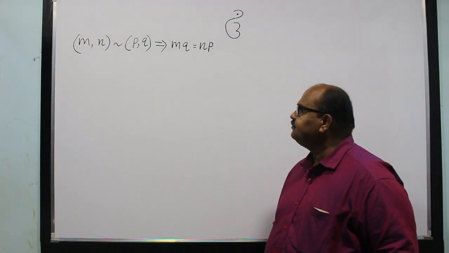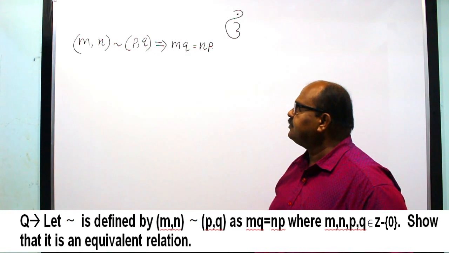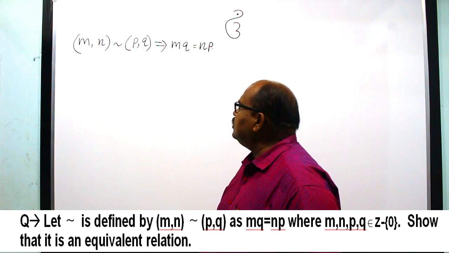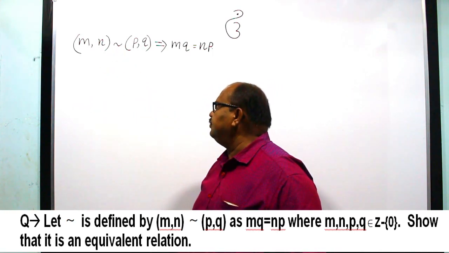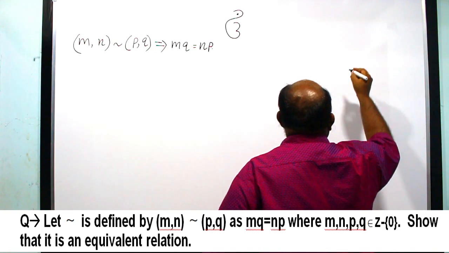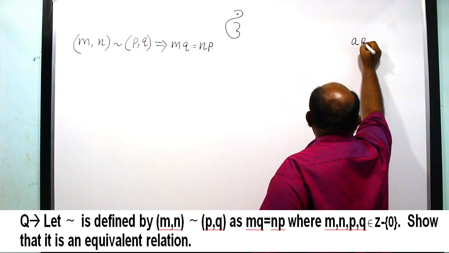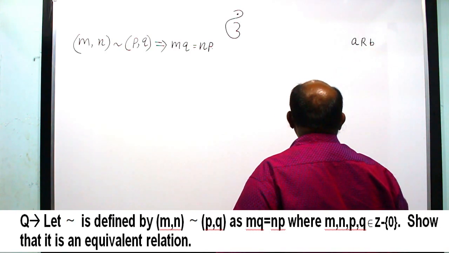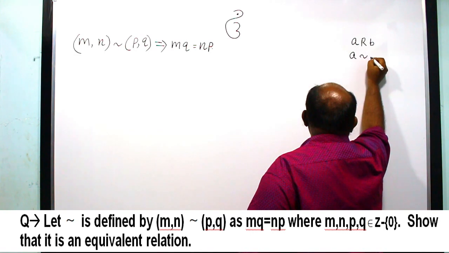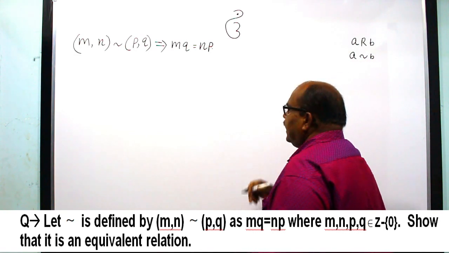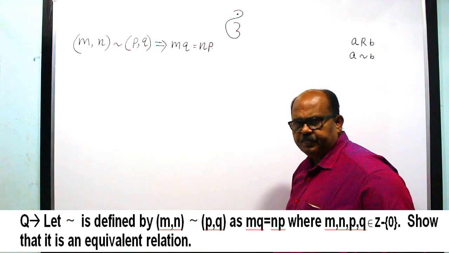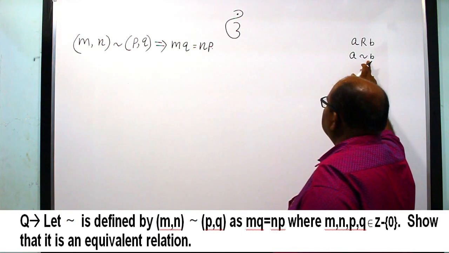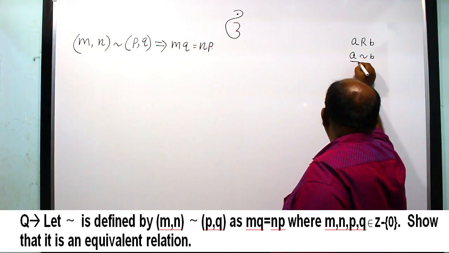Okay, students, look at a question. Here, look at this symbol. This symbol also indicates "related to". When we write A related to B, this is a symbol for A related to B. Similarly, I can write it in this way also, A related to B. So in this question, this notation is given.